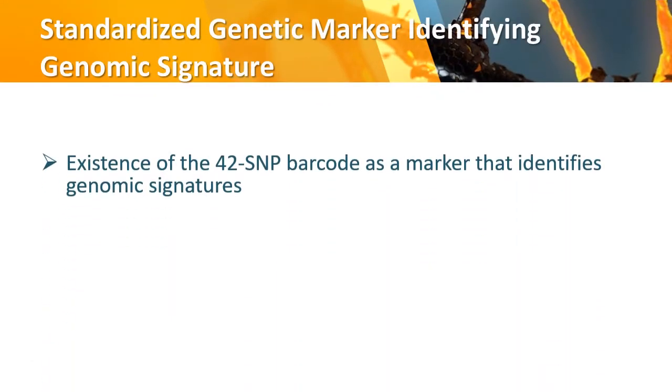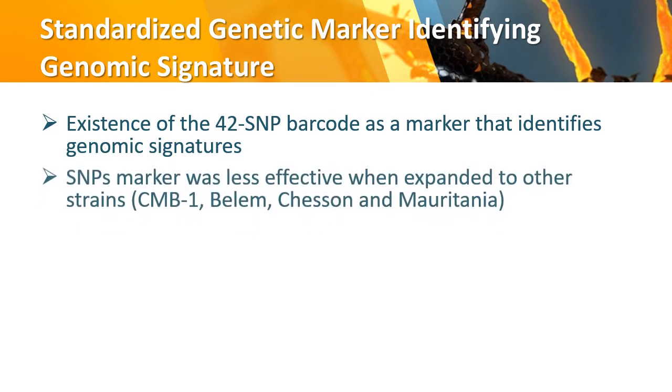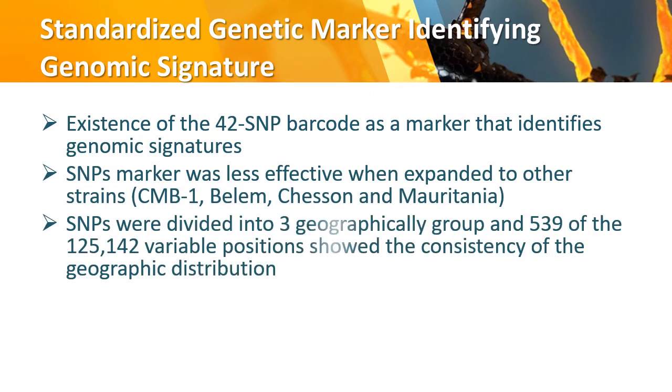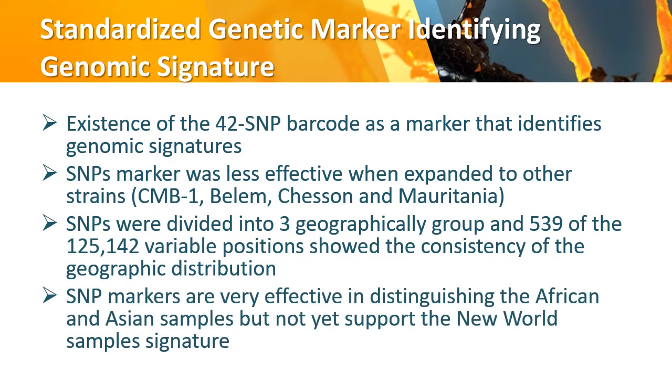Standardized genetic marker identifying genetic signature. The existence of a 42-SNP barcode as a marker identified genetic signatures. The SNPs were divided into three geographical groups, and 539 of them showed consistency of geographic distribution. SNP markers are very effective in distinguishing African and Asian samples, but do not yet support the New World sample signature.